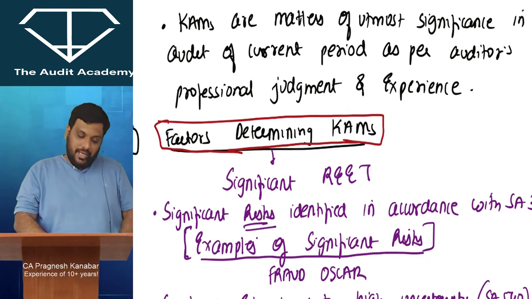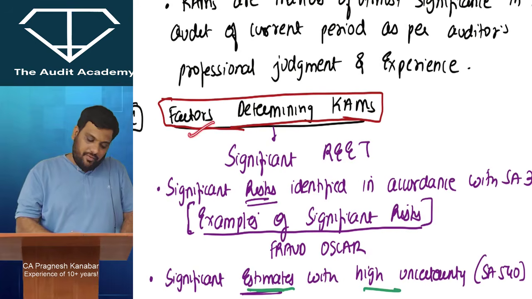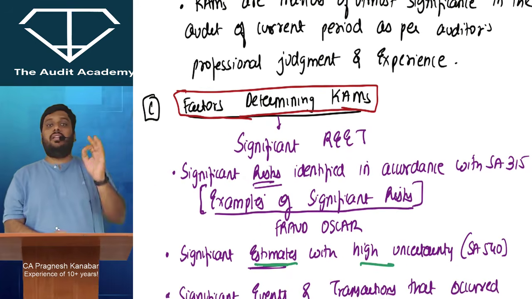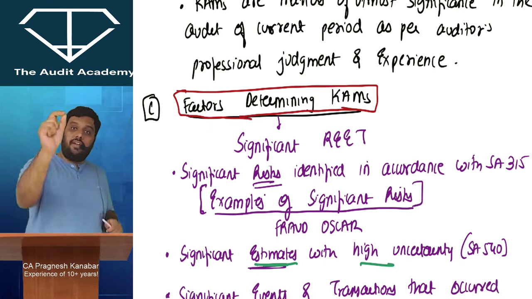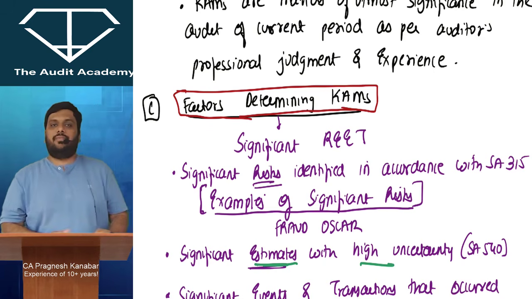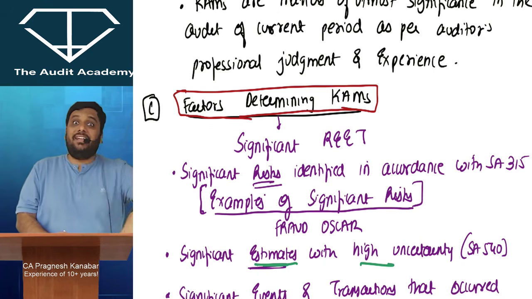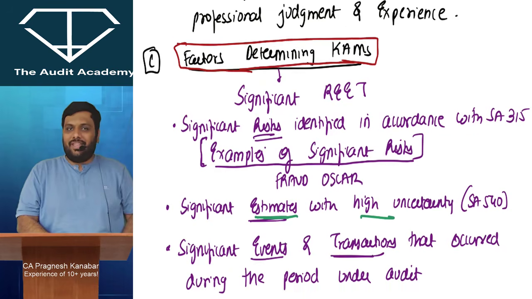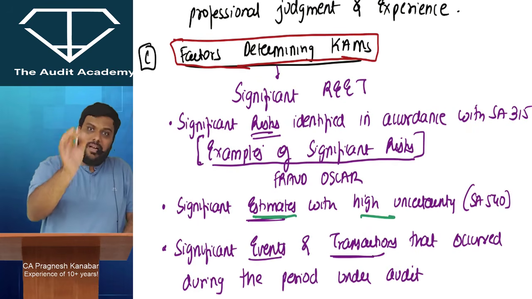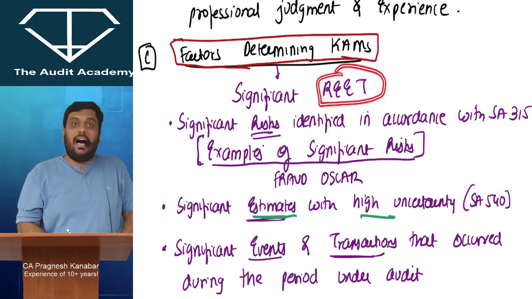Don't worry. In SA 701, they have given certain factors determining key audit matters. I repeat, in SA 701, they have given certain factors determining key audit matters. And these factors will practically help you to decide. And this is where the Brahmastra comes into the picture. So, factors determining key audit matters, the code word is significant REET, R-E-E-T, REET.